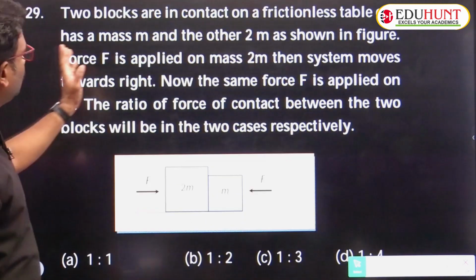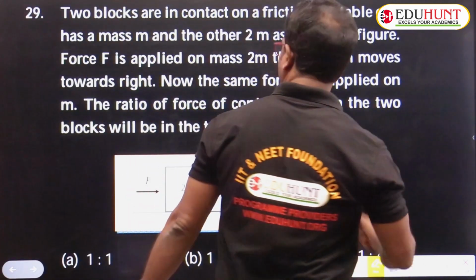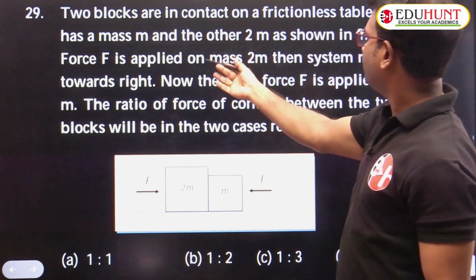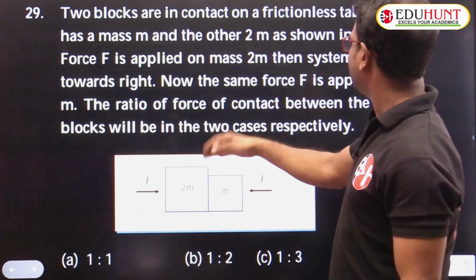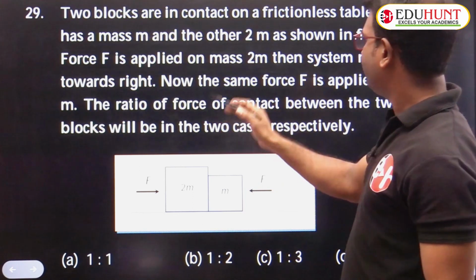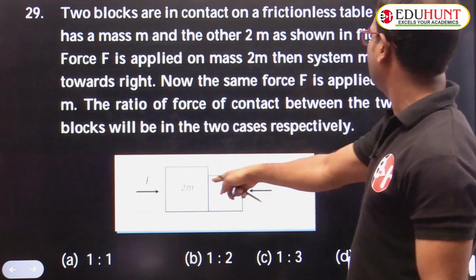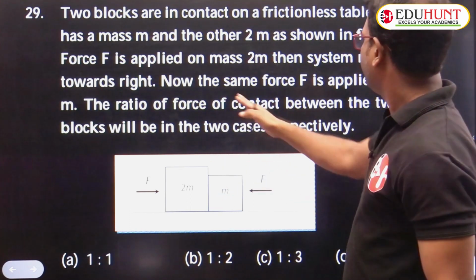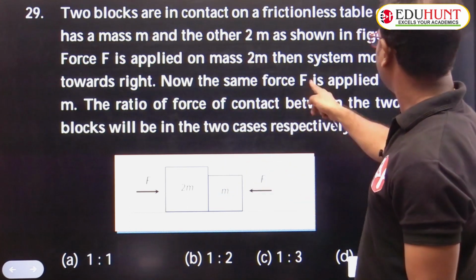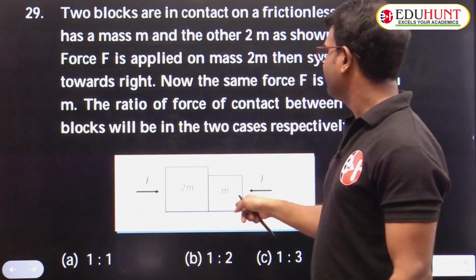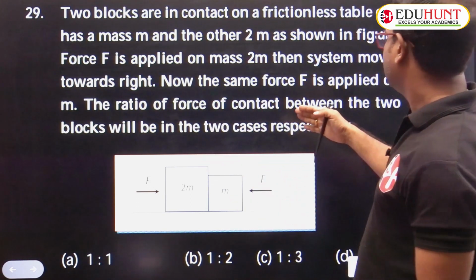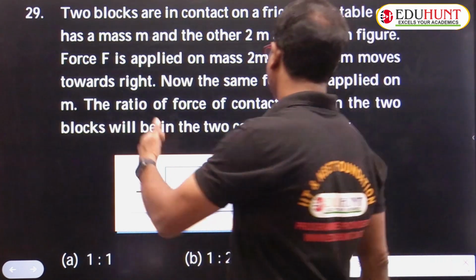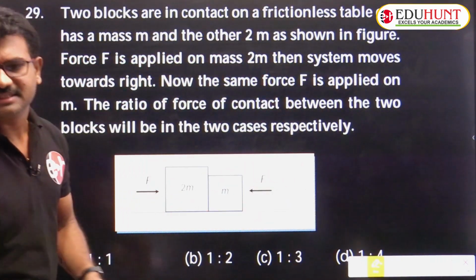Next look at this one. Two blocks are in contact on a frictionless surface. One has a mass m and the other has a mass 2m as shown in the figure. If a force capital F is applied on 2m, then the system moves towards right. Now the same force capital F is applied on the small m, then the ratio of the forces of contact between the two blocks will be in the two cases respectively, he is asking.